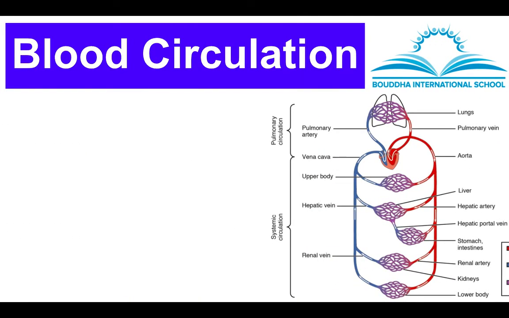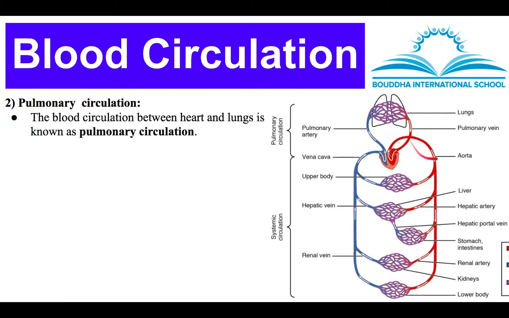Now let's go to the pulmonary circulation. Pulmonary circulation is the shorter one. You can see it is between heart and lungs only. Like in systemic, it was between heart and different parts of the body, but pulmonary circulation is between heart and lung. That's why it is written: the blood circulation between heart and lungs is known as pulmonary circulation.